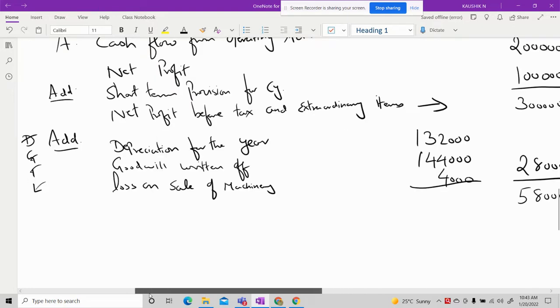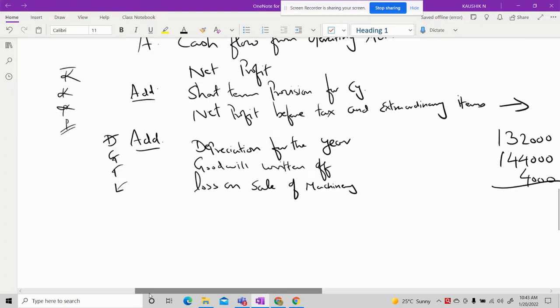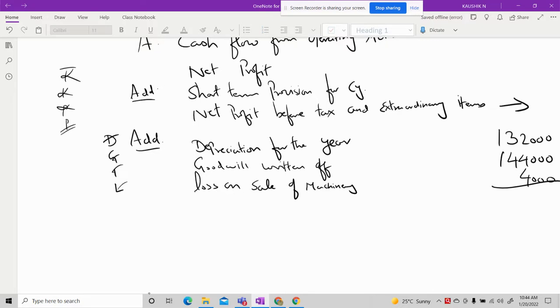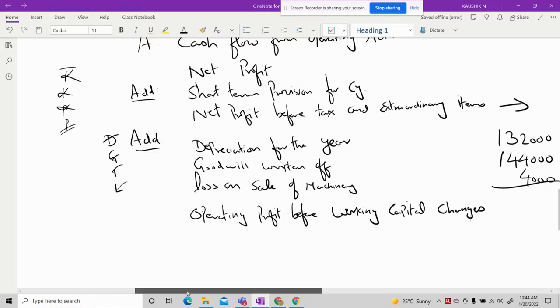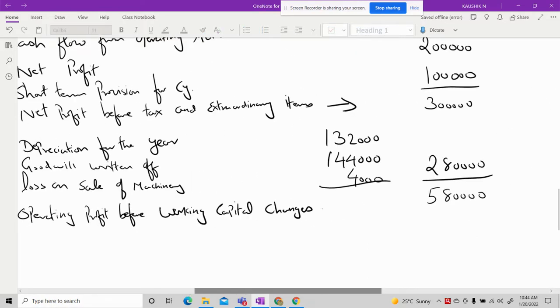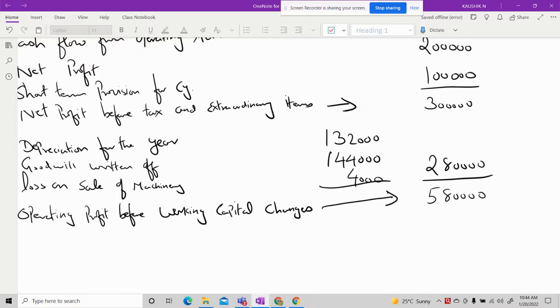Fine. This we need to name it. The amount of 5,80,000 should be named. How are we going to name this? This is nothing but operating profit before working capital changes. So the amount of operating profit before the working capital changes is nothing but rupees 5,80,000.